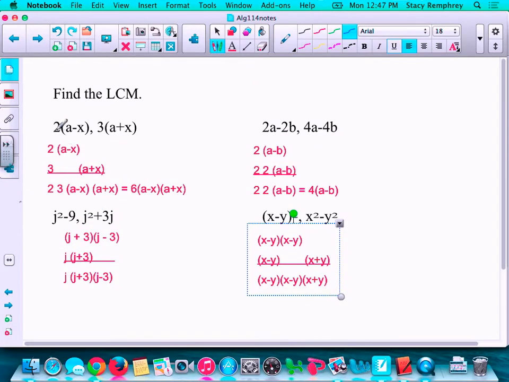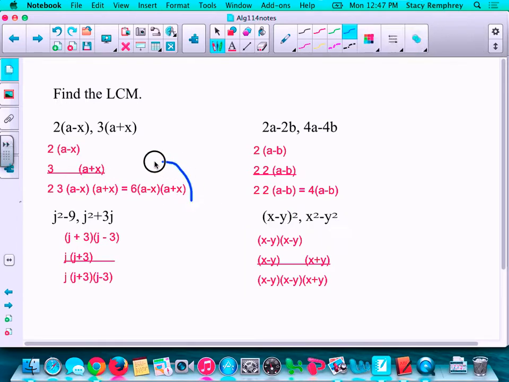All right, in the next slide, you'll see I have the 2 times a minus x, 3 times a plus x. There were no matches here, so I'm going to bring down the 2, the 3, the a minus x, and the a plus x, which gives me an LCM of this.